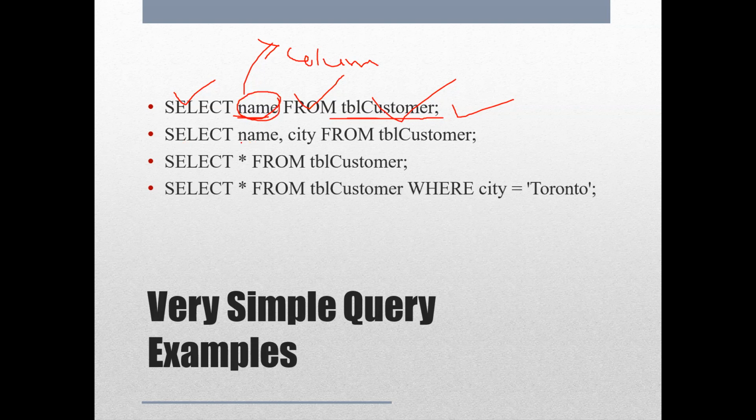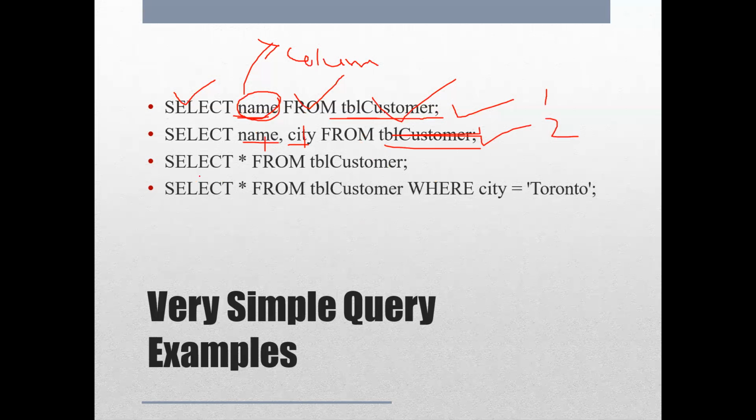Second query, select name, city from table customer. Now we don't want just the name, rather I want the city as well. So select name comma city from table customer. Now what I want is to get 2 columns from that. The first column is the name column, the second column is the city column. I want both of these columns to come up as the result for this query from table customer. So I'm just expecting 2 columns. So here 1 column, here 2 columns, right?